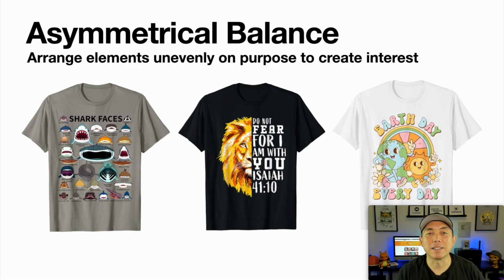So balance is having the same, like on the right and on the left and on the top and on the bottom, kind of a mirror image. But this is arranging it in a way that it's not exactly balanced. So arrange elements unevenly on purpose to create interest. So I'll show you some examples here.